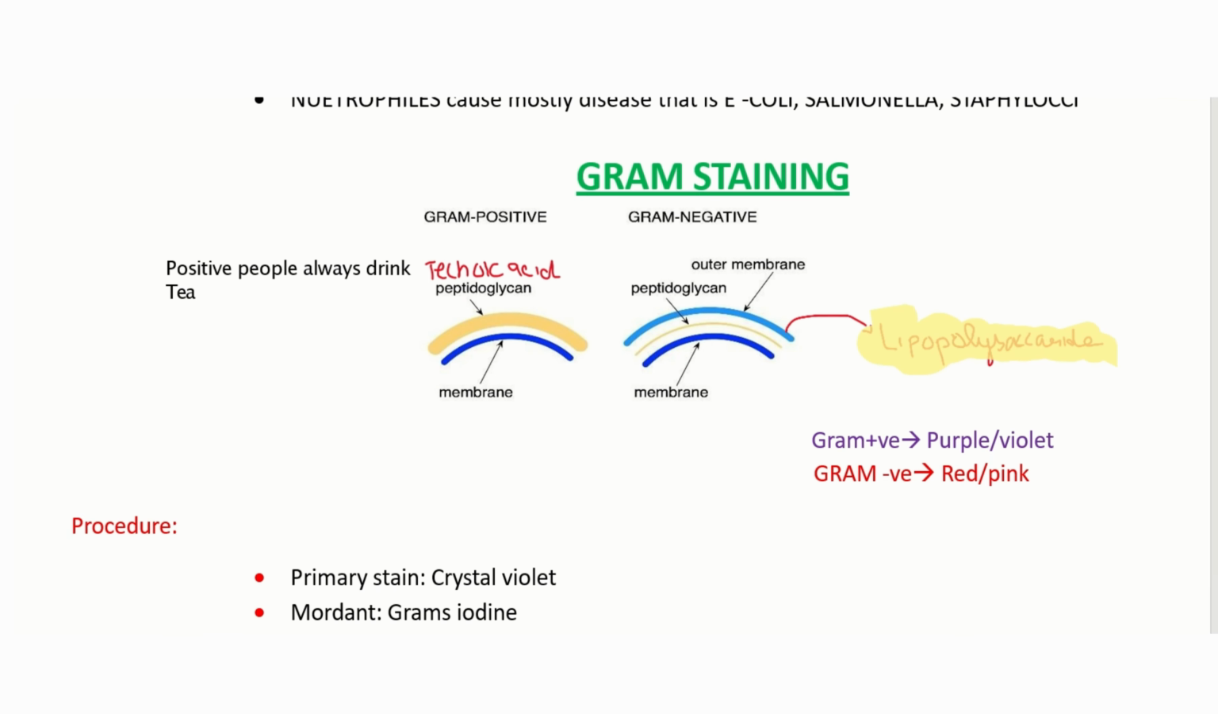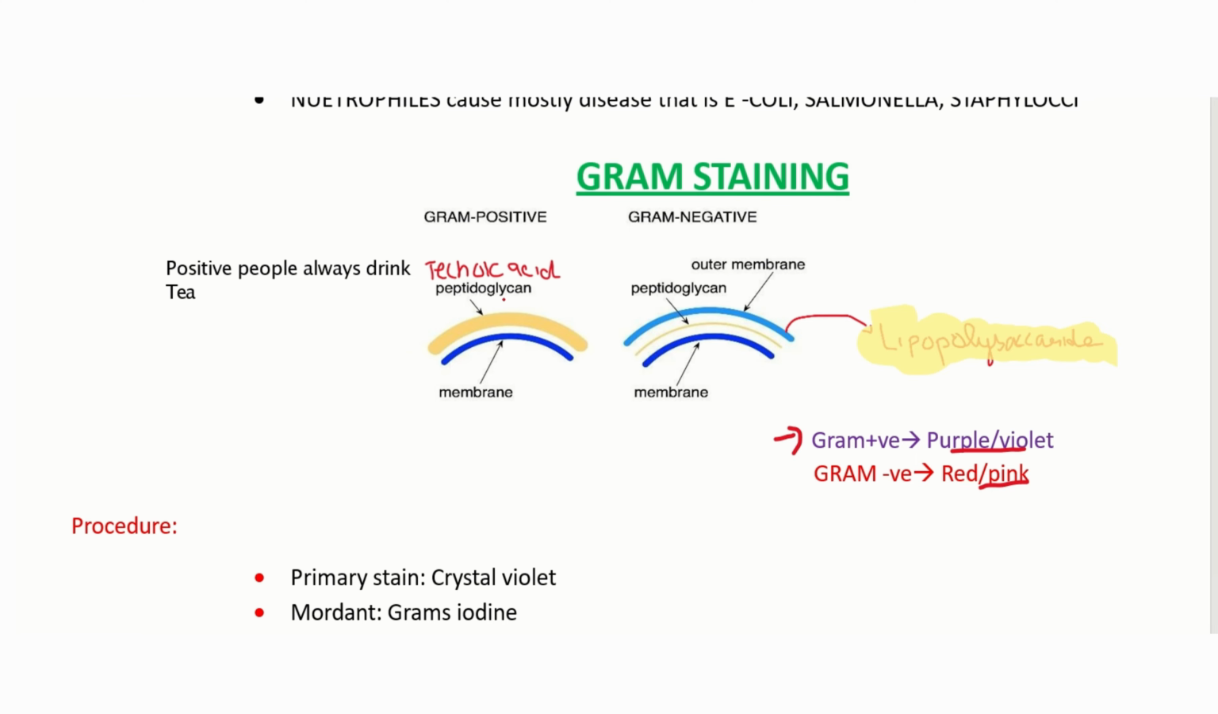So next is gram staining. This one is important: the difference between gram positive and gram negative. How can we identify whether they are gram positive or gram negative? First of all, the staining method is the best way to identify it. If it's gram positive, then it is purple or violet color. And if it's gram negative, then it's red or pink color.